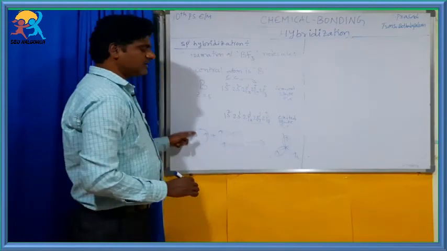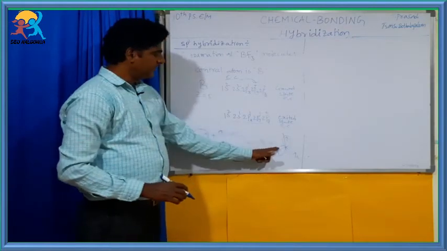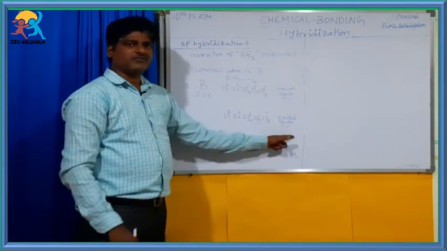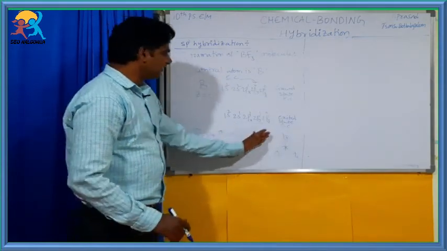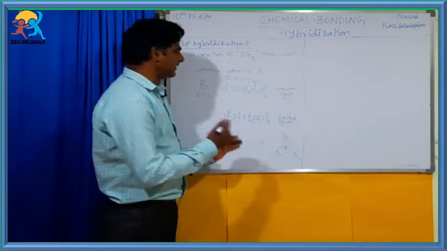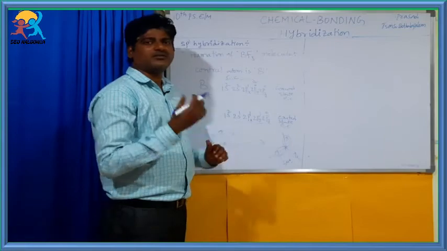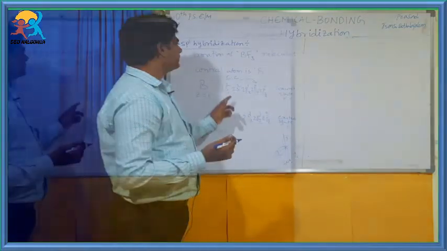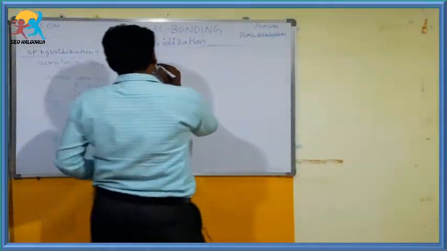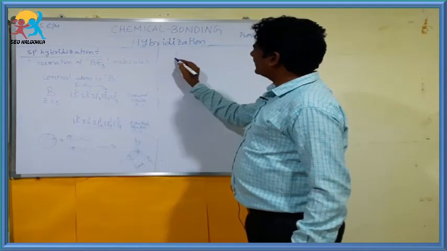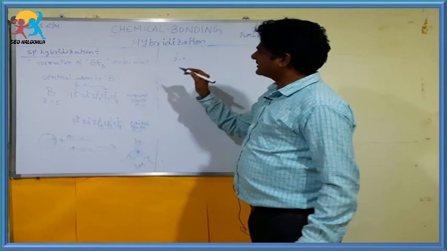These 3 orbitals intermix and become like this, arranged in the trigonal planar shape, which have equal energy and shape. So these 3 sp2 hybrid orbitals now have to overlap with the fluorine atom. Okay. So now what is the atomic number of fluorine? Fluorine atomic number is 9.